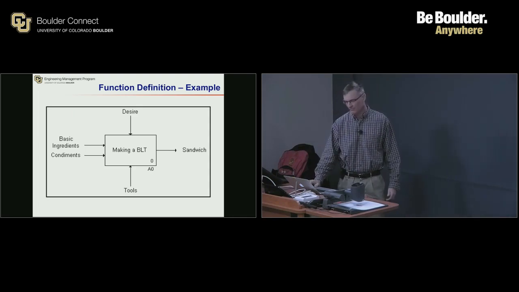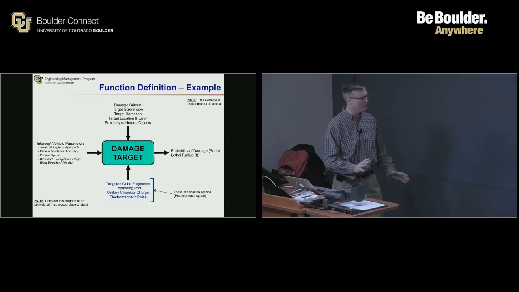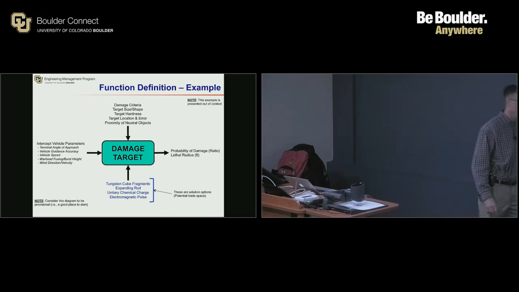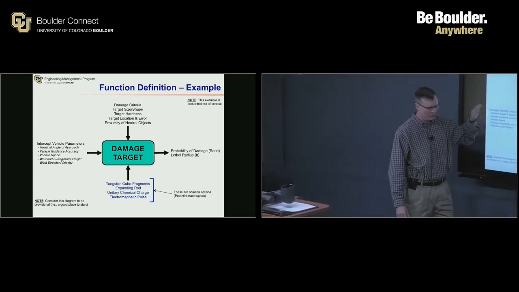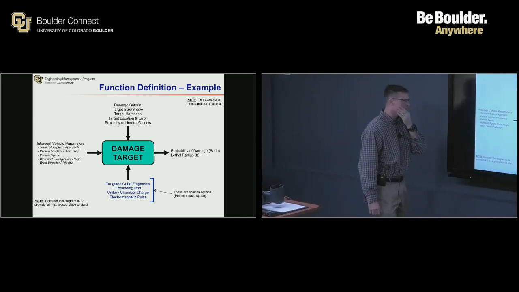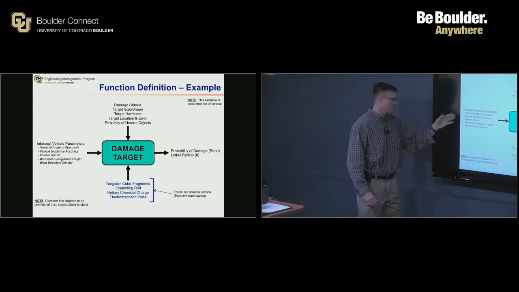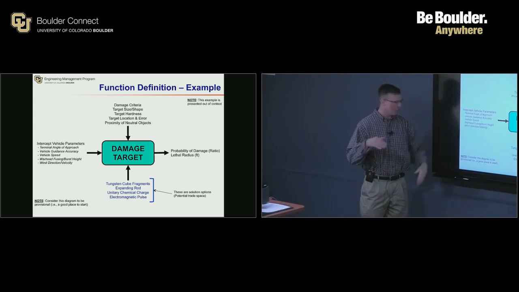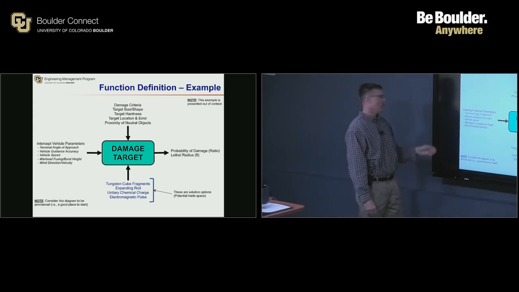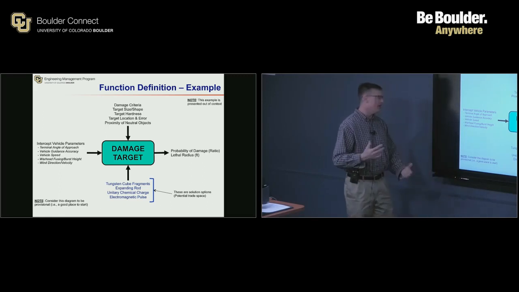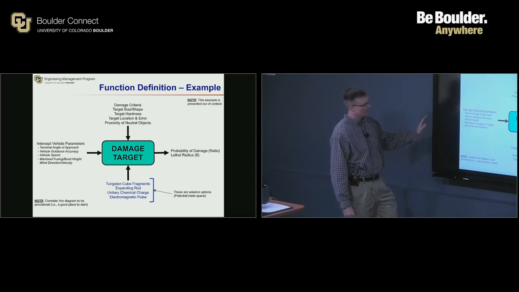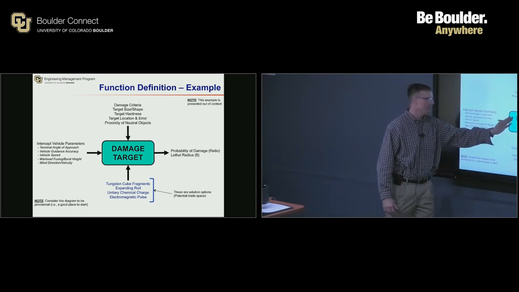All right. So if we ground this in a little more reality, we could say our function of our new system is to damage targets. My inputs for that are going to be the weapon system, which will have a certain terminal angle when it impacts a target and a certain speed. It'll have some sort of warhead and a fusing mechanism on there. Those are all the inputs needed to be able to damage the target.